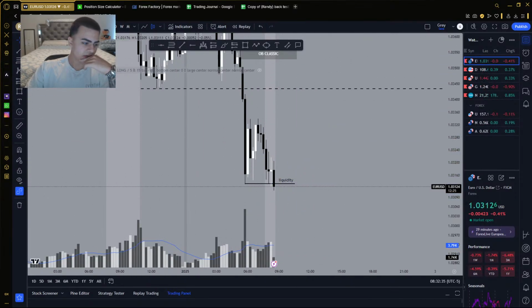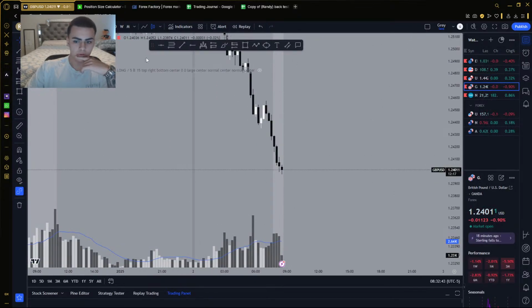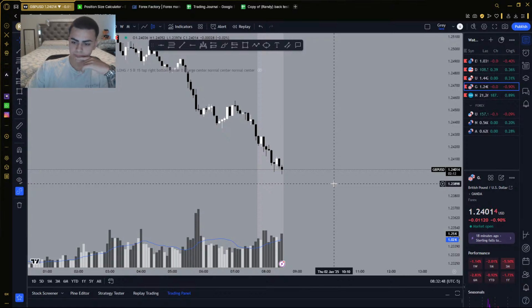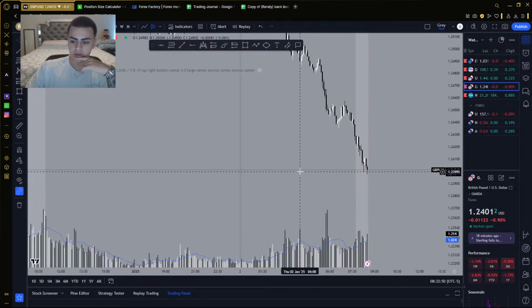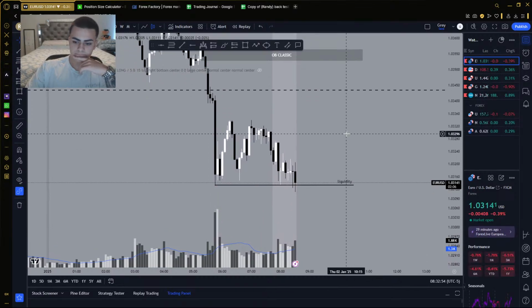I wasn't able to actually enter the trade. Now on GBPUSD, it looks like I entered a buy here, which I don't see a buy here. I see a bearish. But here I do see a buy.